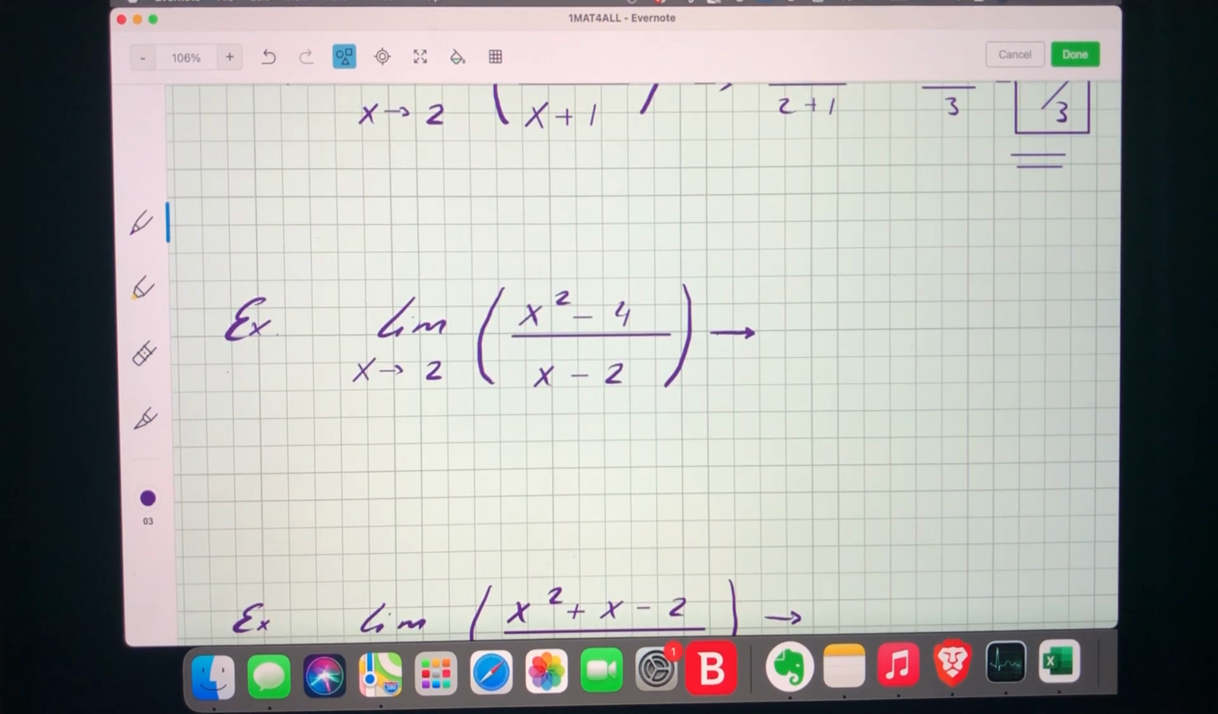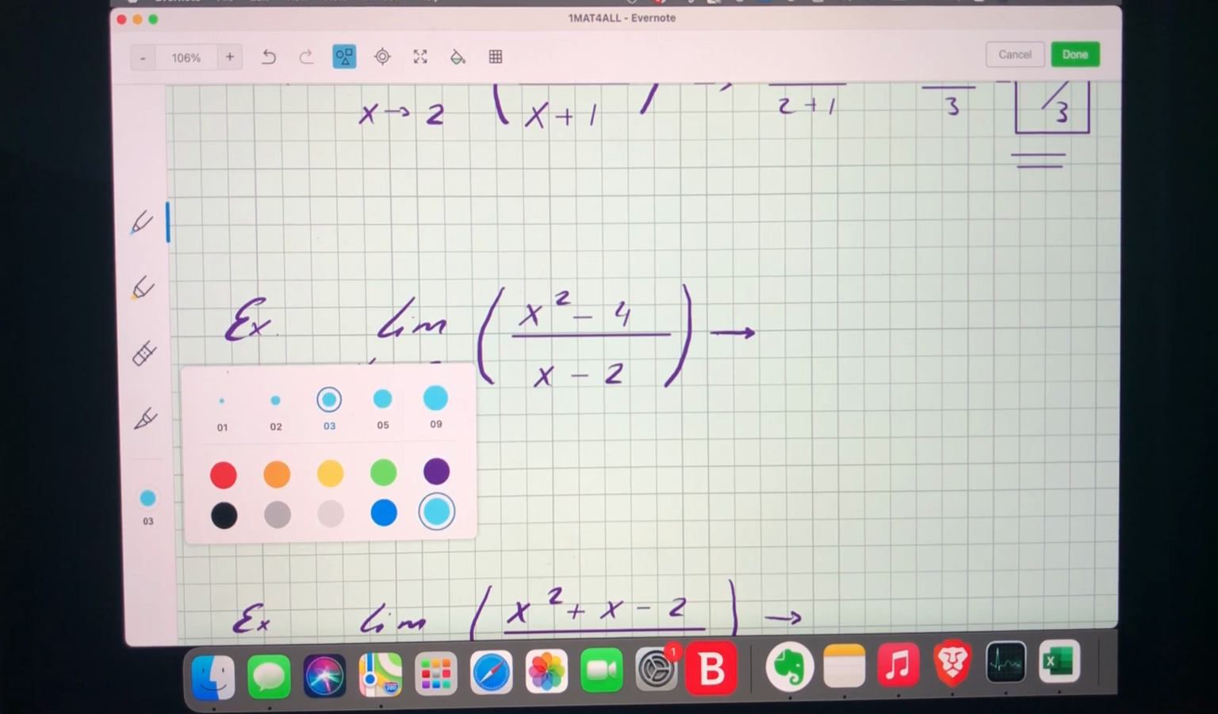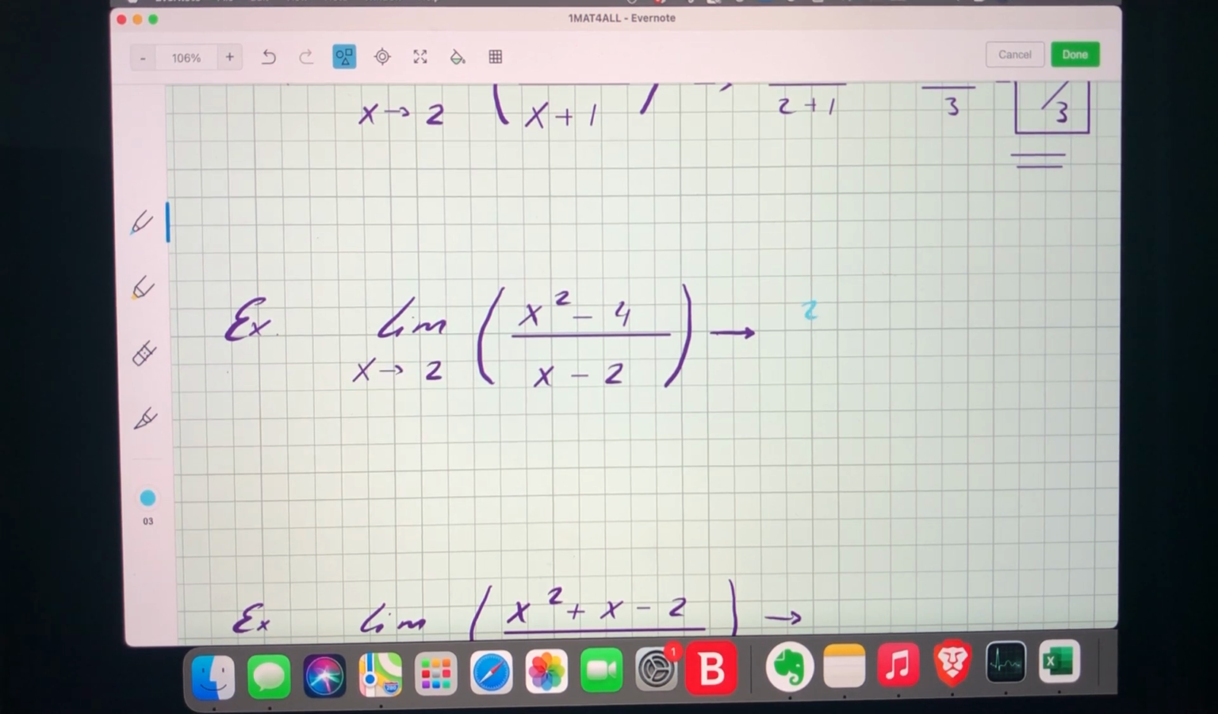Now, in a different example, the next example, let's try to plug in the 2, just like we did the first time. And if we do this, we will get 2 squared minus 4 divided by 2 minus 2. So the top says 4 minus 4, which is 0. The bottom says 2 minus 2, which is also 0. We get 0 over 0, which means it's an indeterminate form. We don't know what that is. And that means if we see this, this means simplify first. So, if we can simplify and reduce, then that's what we should be doing first.